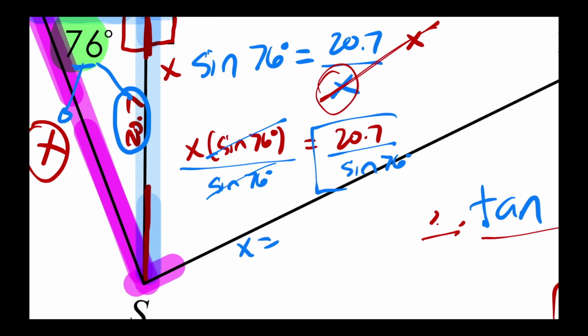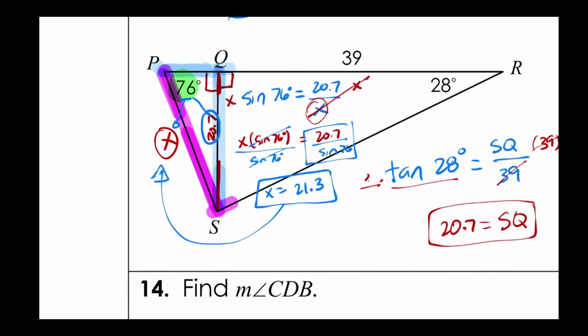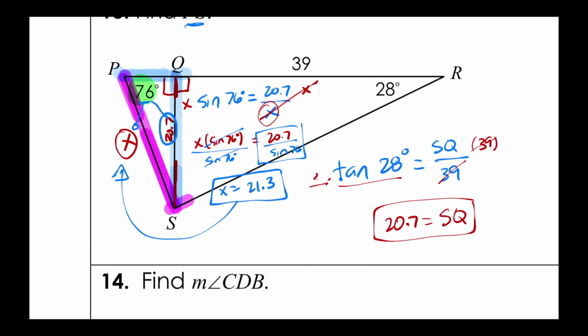X equals, put this into your calculator. 20.7 divided by the sine of 76 is 21.3. And there you go. So you have the same thing for 14. You have to use one triangle to get a piece of the other triangle, so that way you can use the other triangle. That's what we did here. We used this big triangle just to get that side, because we really are interested in this triangle.